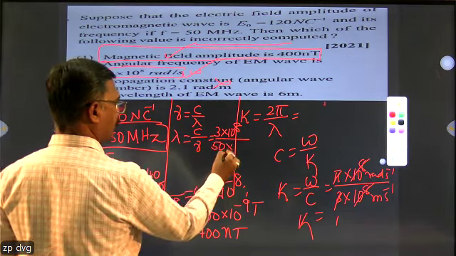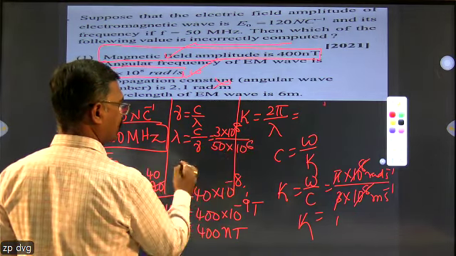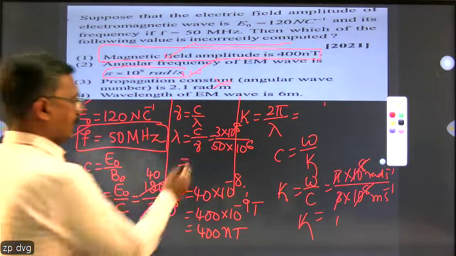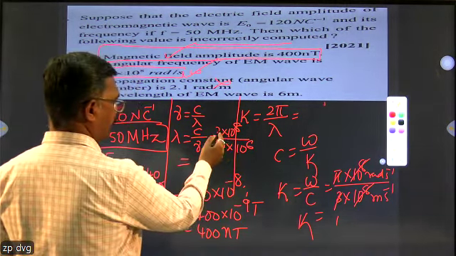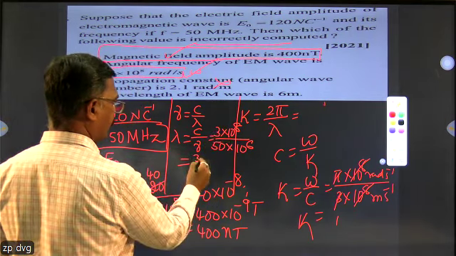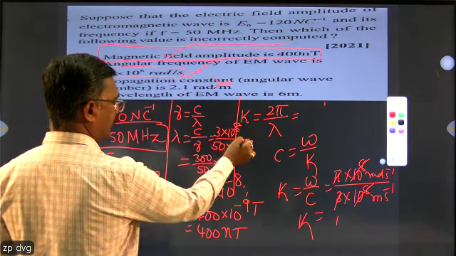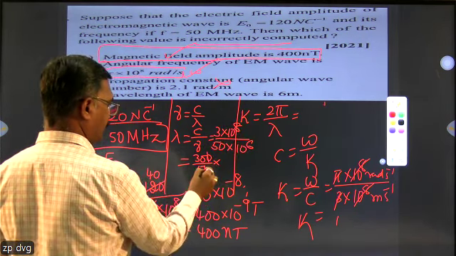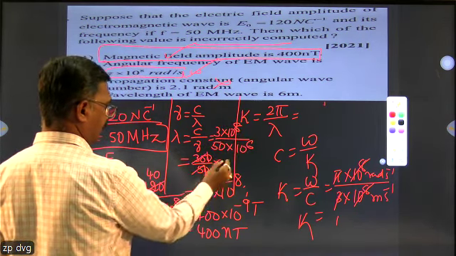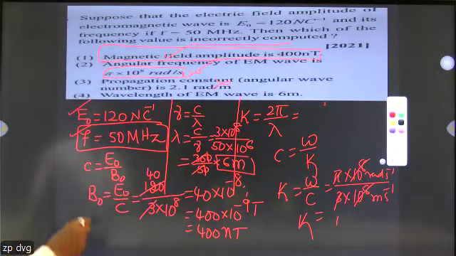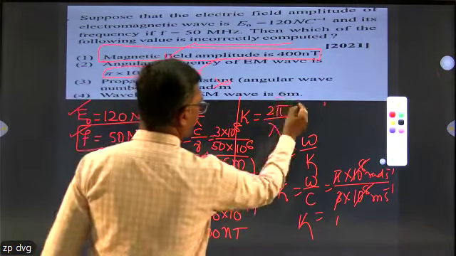50 megahertz, 10 power of 6. So it comes out to be 6 meter. So make it 3 into 10 power of 8 divided by 50 into 10 power of 6. 10 power of 6 cancels here. 5 ones are 5, 5 sixes are 30. So it comes out to 6 meter. So therefore, the wavelength of the electromagnetic wave is also correctly calculated as 6 meters.